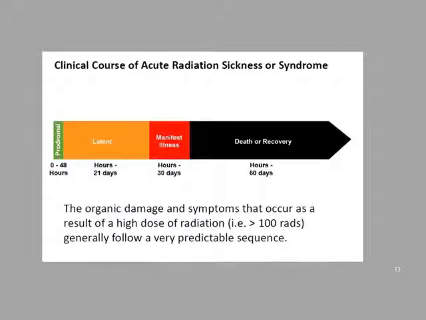So here's another way to think about it. So we have prodromal, latent, manifest illness, and death. And I think I told you the mnemonic that I use to remember these and the order in which they come is please let me die or recover, right? Please let me die or recover.